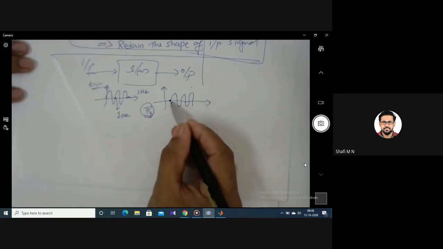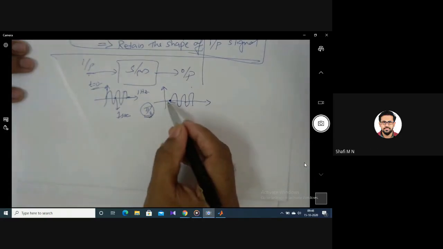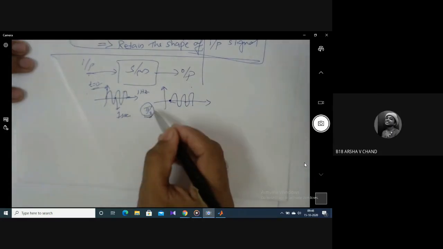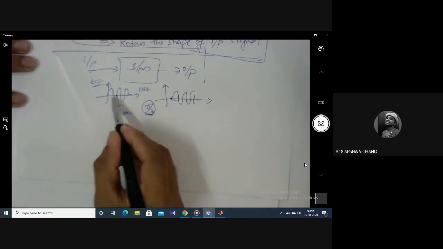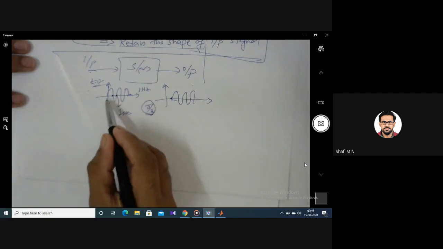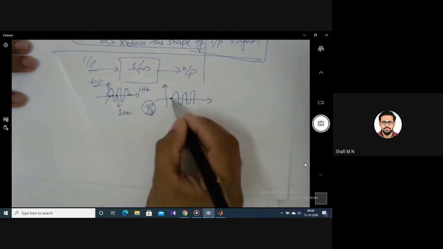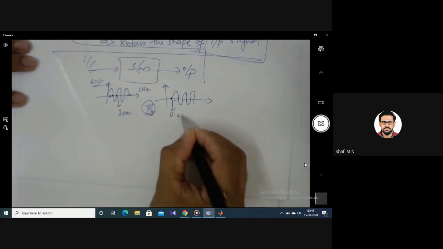What is this time? 0.5? No, it will be 0.25. This is 2π, so this is π and this is π/2. What is π/2? It comes here. 0.25. 1/4, right? So this will be 0.25 second.